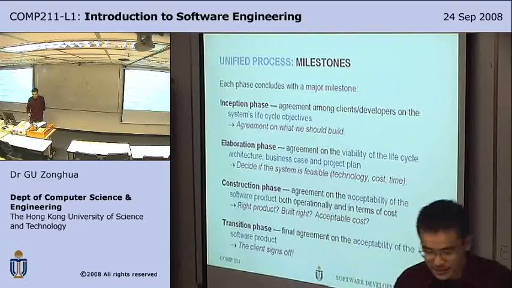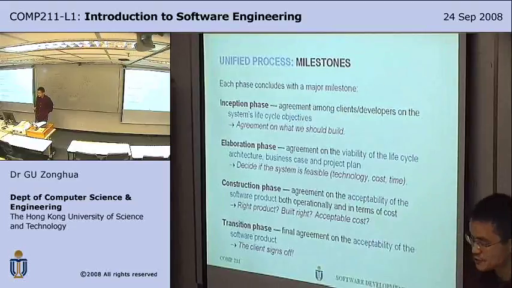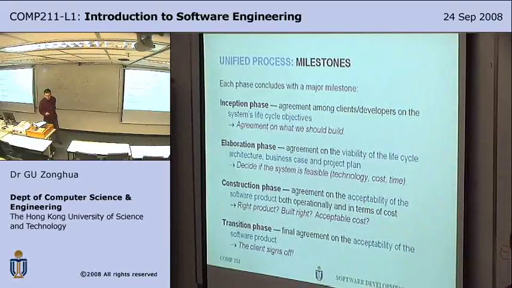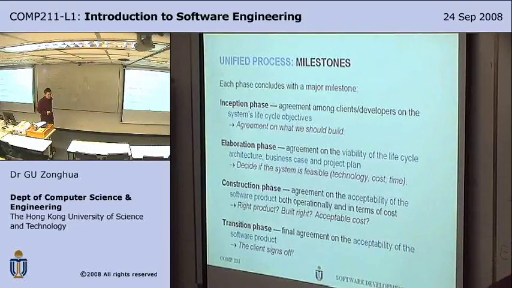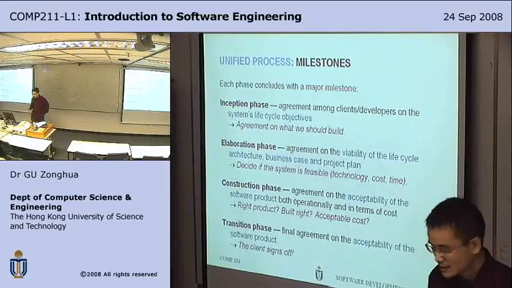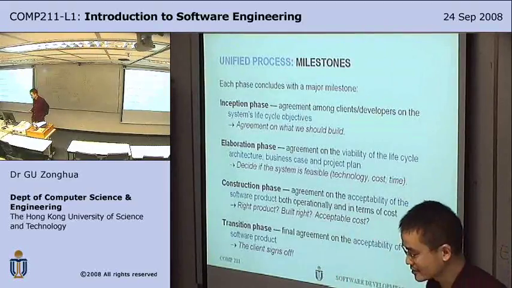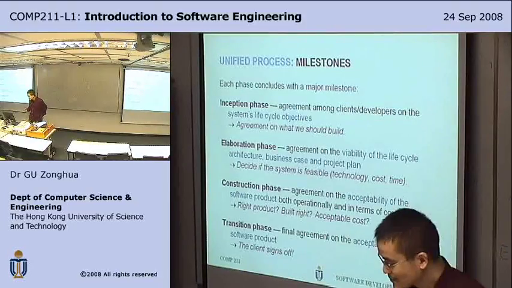At the end of the construction phase, you should reach agreement on the acceptability of the software product, both operationally and in terms of cost. That is, at this point, you should have finished implementation of the system. You've gone through the analysis, design, implementation, testing. Now you need to show it to the clients and determine if it's acceptable or not. Does it fulfill the contract or not? Did you build the right product? Did you build it right?